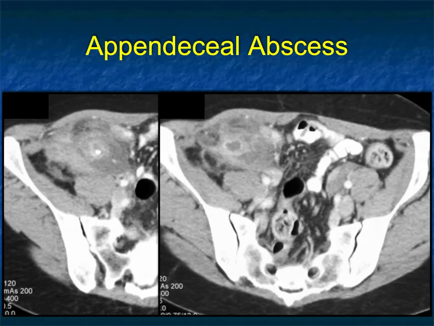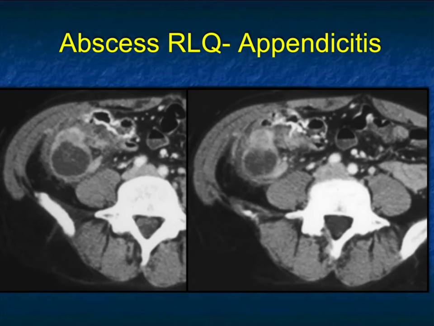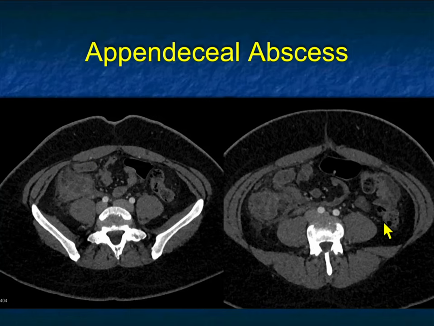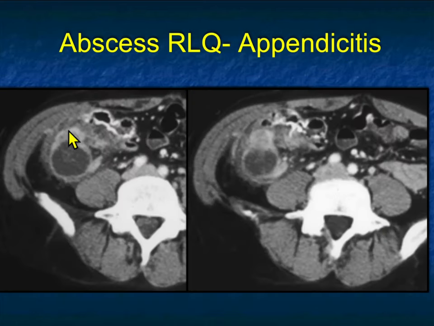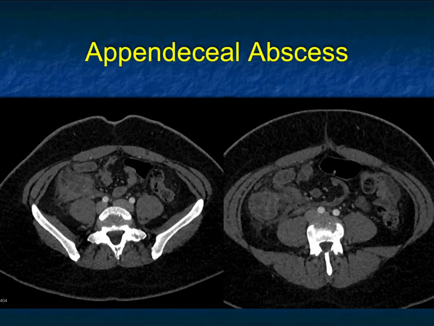Now, some examples: appendiceal abscess, large stone, the appendix wall is thickened, inflammatory mass around the appendix. Another example right there: perforation, free fluid, the appendix right there. There's a break in the wall of the appendix. That's that appendiceal perforation we spoke about a moment ago. Here's another case.